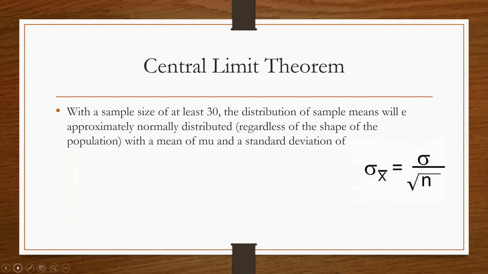All right, so central limit theorem. This is really dealing more with means. So if you have a sample size of at least 30, then the distribution of means will always be approximately normally distributed, regardless of the shape of the population. And the mean is always going to be equal to mu, and the standard deviation is going to be equal to the equation I have right over here, the standard error divided by the square root of n.